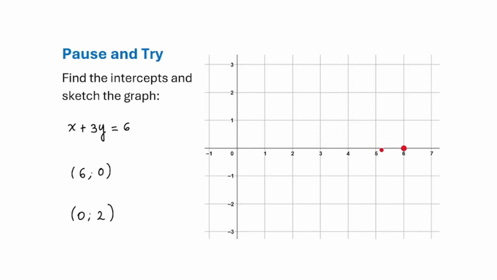We plot the 2 points, (6, 0) and (0, 2). Then we join them with a ruler and extend the line. This is the graph.